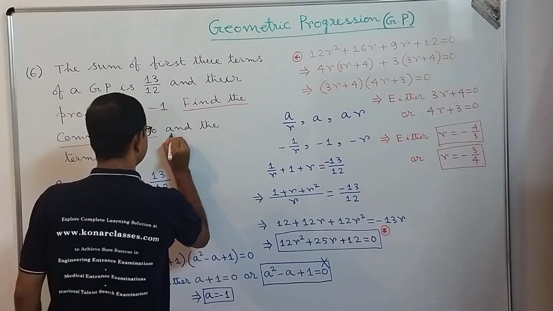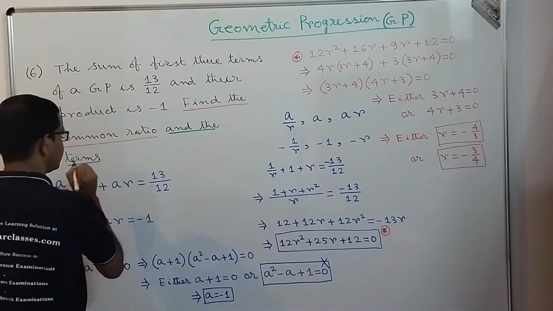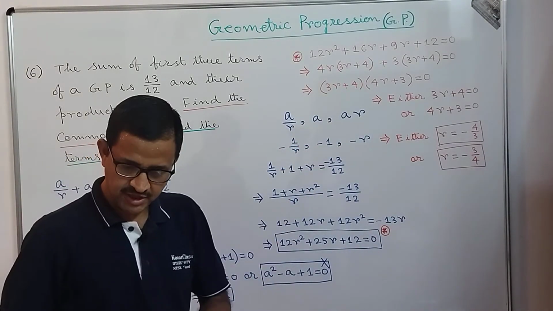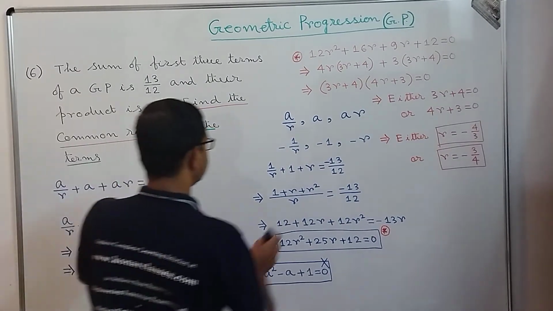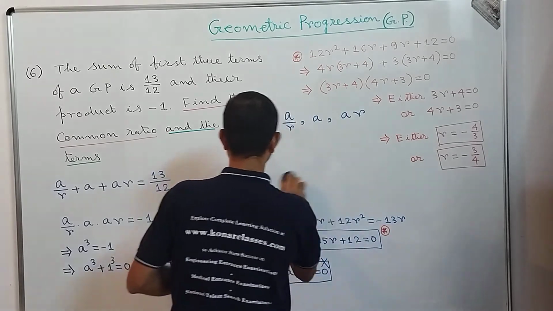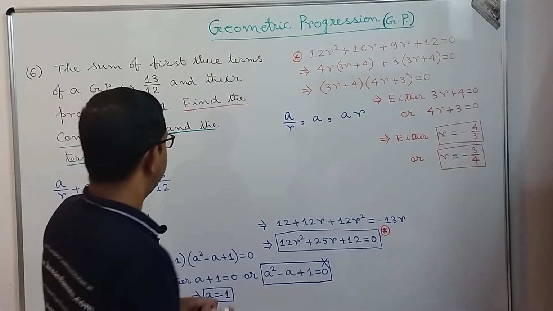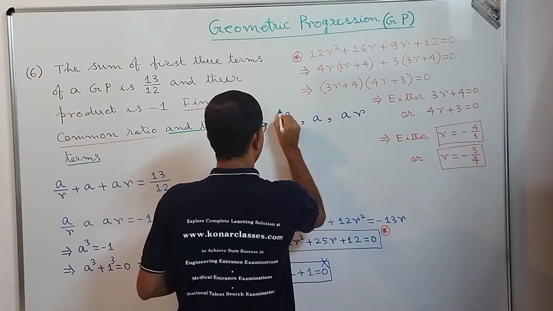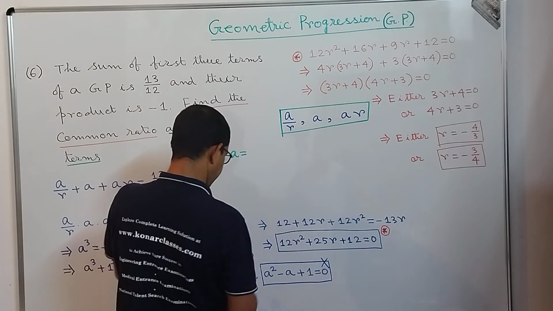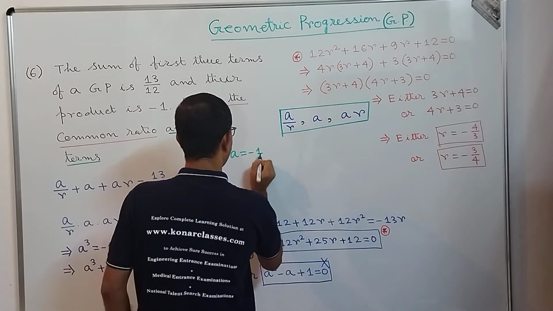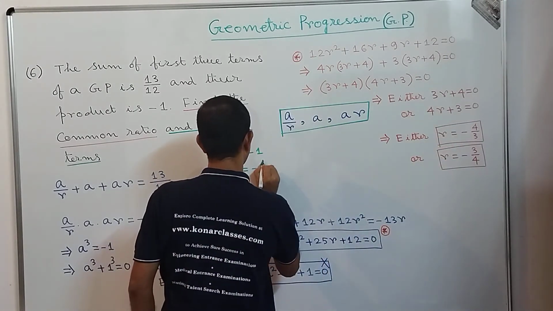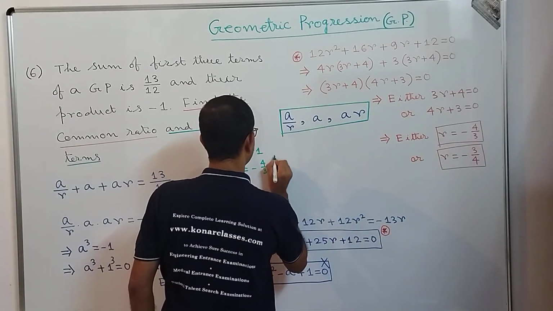So to find the terms, what do we need to do? The terms are a by r, a and ar. So let's look here, dear students. These are the terms a by r, a and ar. When we apply the value of a equal to minus 1 and the value of r equal to minus 4 by 3, what terms are we going to get?